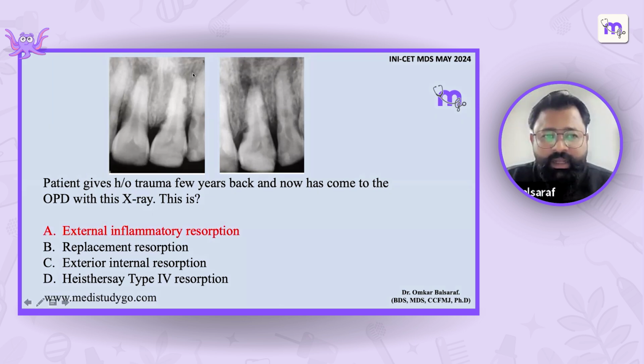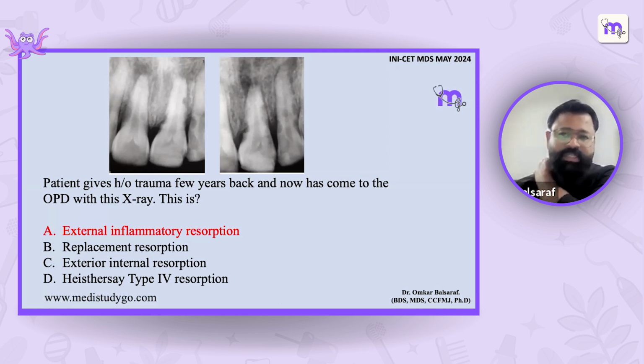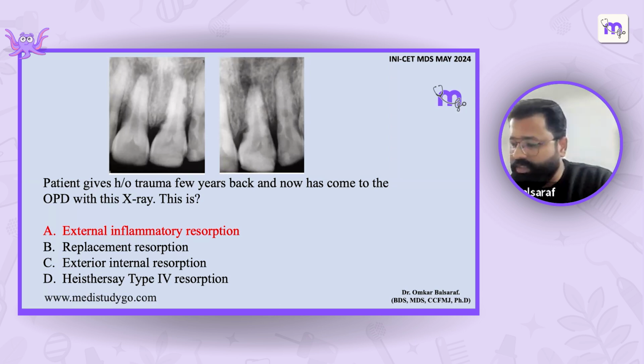Now you can see here, in external inflammatory resorption, such an eaten-up appearance. You can see it in this X-ray as well. It is external because it is starting from the external surface. Inflammatory, why? Because there has been a trauma. In resorption, basically your own cells are trying to eat the cells of the tooth, right? So in this particular case, it is external inflammatory resorption.